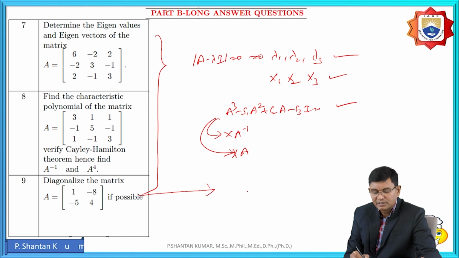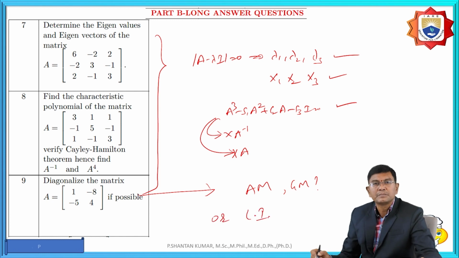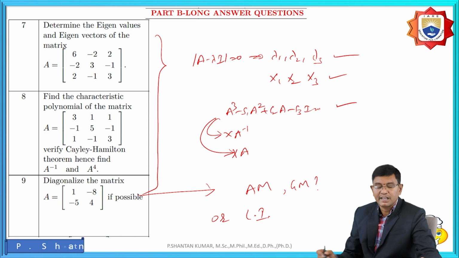Diagonalization of a matrix also additionally needs AM and GM. We need to check the conditions. Otherwise, the eigenvectors are linearly independent, which means different eigenvalues.